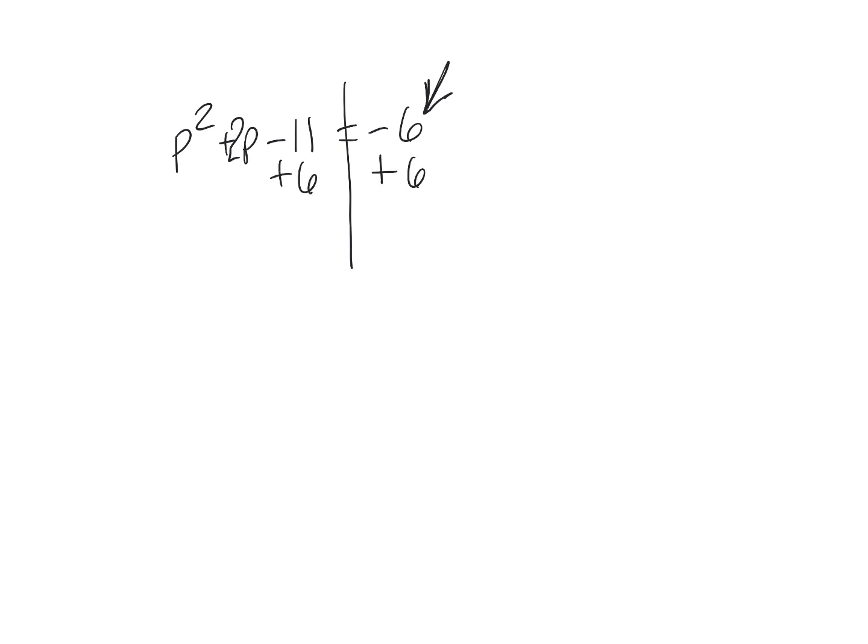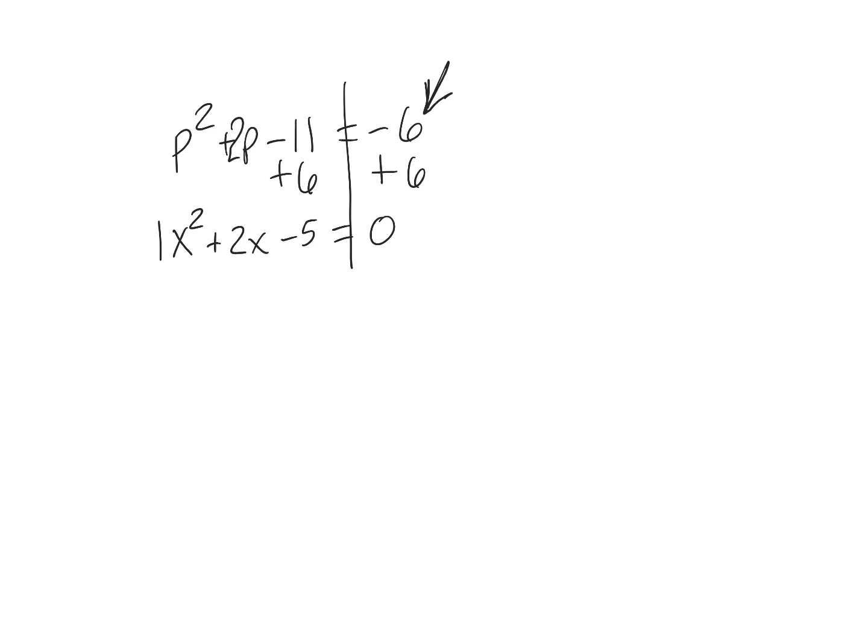All right, our second question is p squared plus 2p minus 11 equals -6. Okay, so again, notice that we don't have a 0 here, so we need to create that. We'll do that by getting our -6 to the other side, so I will add 6 to both sides. At the same time, I'm going to change my variable to x. So 1x squared plus 2x minus 5 equals 0.